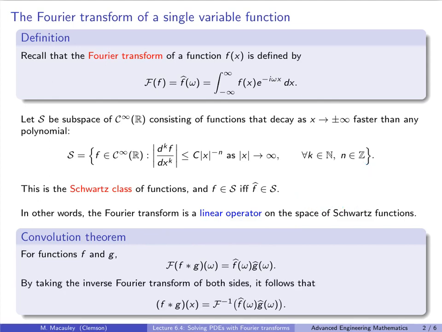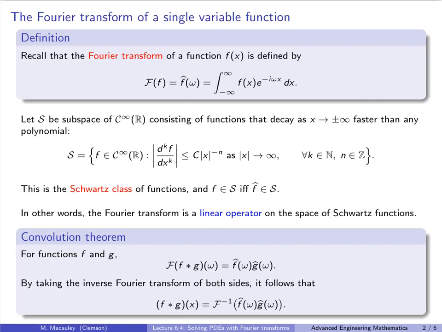If you take the inverse Fourier transform of both sides, it will follow that the convolution of f and g is the inverse Fourier transform of the product of the Fourier transforms. Saying it like that doesn't make it sound very useful or impressive, but let me motivate it a different way.